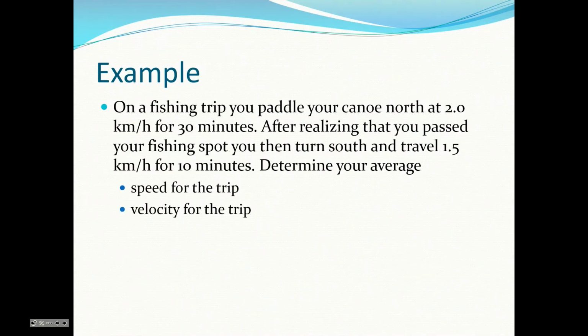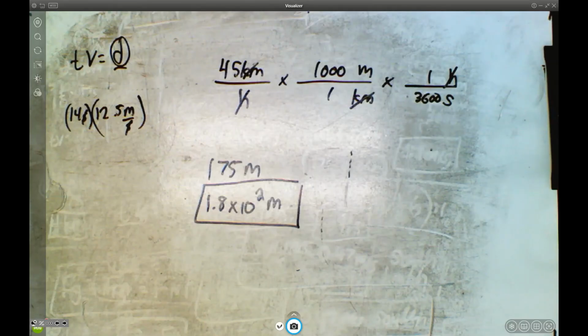This question is different. On a fishing trip, you paddle your canoe north at 2 kilometers an hour for 30 minutes. After realizing that you passed your fishing spot, you turn south and travel 1.5 kilometers an hour for 10 minutes. Determine your average speed for the trip and your velocity for the trip. It's asking for our average speed, and it mentions two different trips in it, 2 different vectors. So let's draw this on.